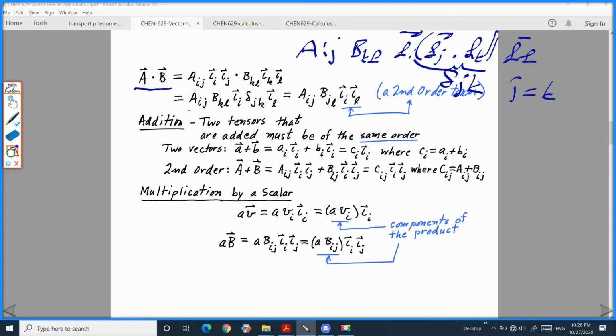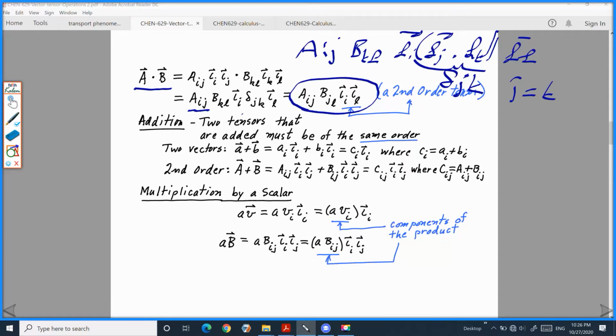Then I can write a_ij and b_kl in here. I exchange k by j, and I can write this form. This is the dot product between two tensors, and we call this a second order tensor.